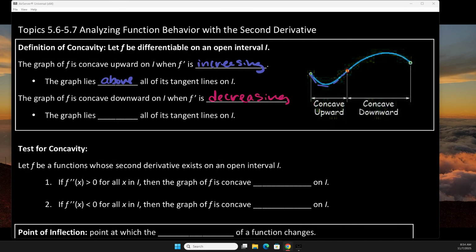If we drew little tangent lines, they're all going to be above, so the graph lies below all of the tangent lines when the function is concave down. That's going to come into play later. We'll talk about it again when we talk about over and under estimates, so keep it in the back of your mind.